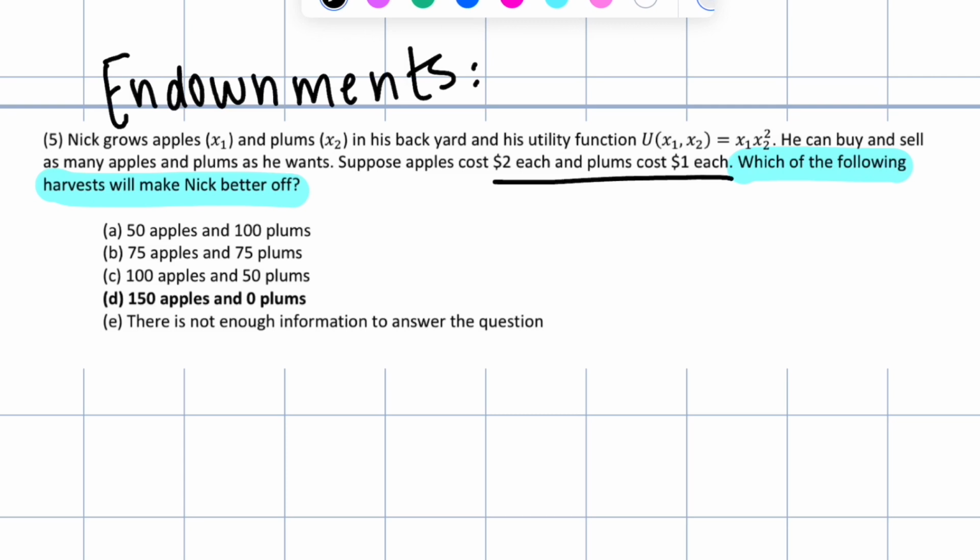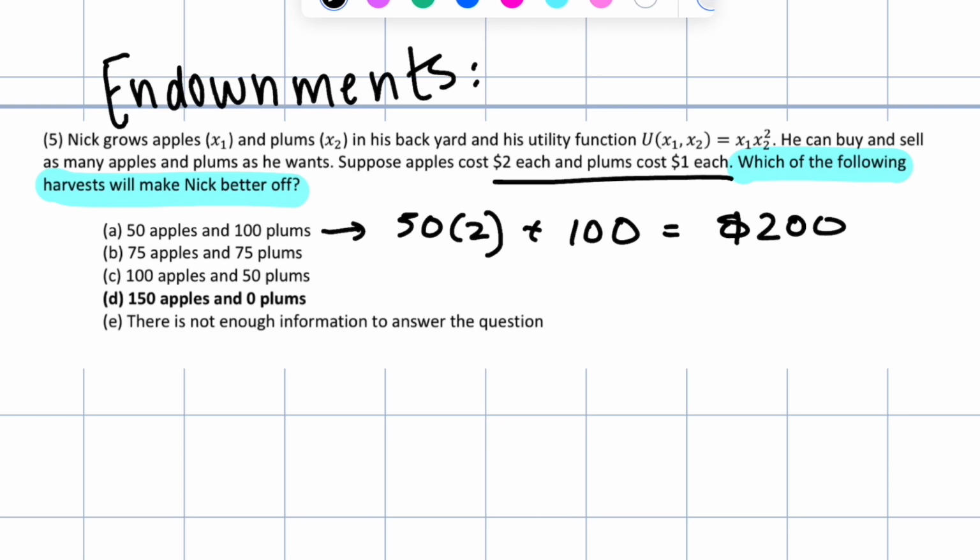So if we plug in A, we see that we have 50 apples plus 100 plums. And so that's going to give us an income of $200. Whereas at point D, we have 150 apples at $2 each. No plums, but this gives us $300. And so out of all the options, D was our best one. So you just want to have the one with the highest income.